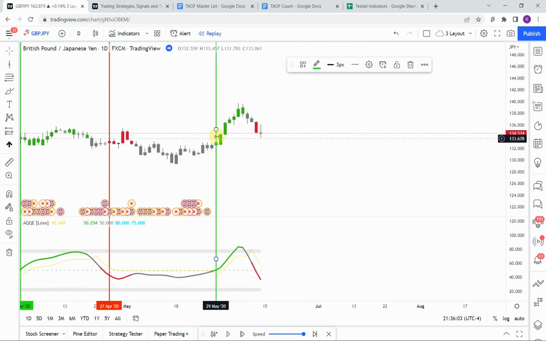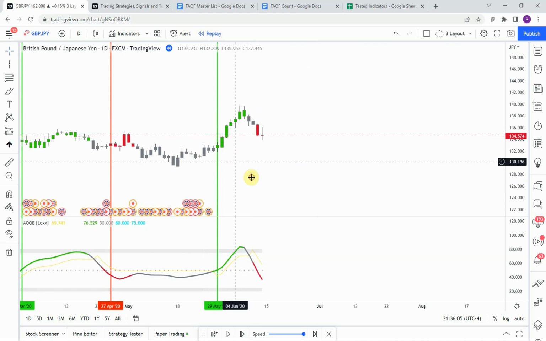All right, we pick up a long signal right here. We get a really nice push to the upside there. That does spike up there and gets us to our take profit. Let's go ahead and continue on.